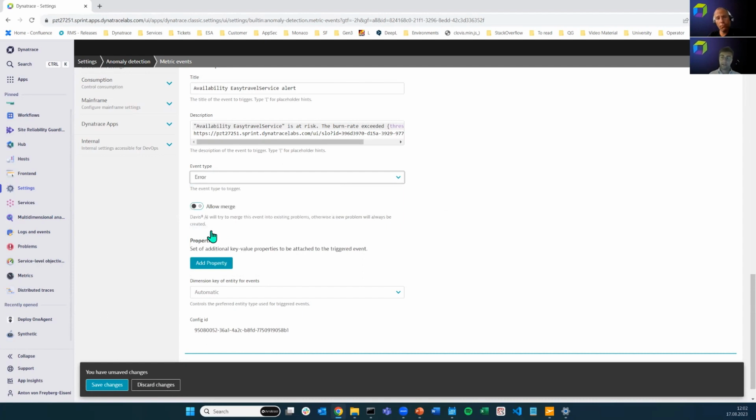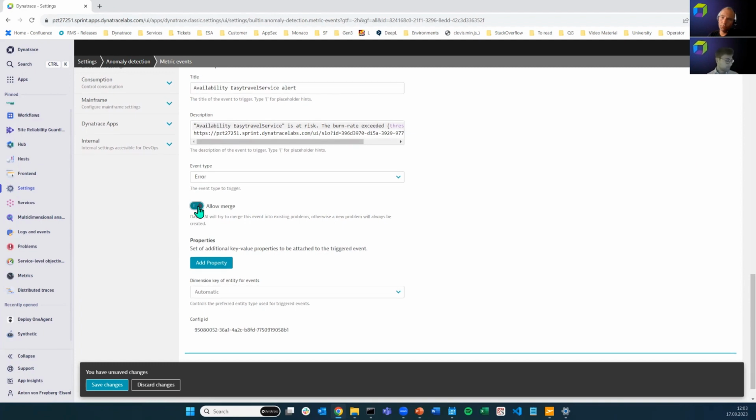So I do tell the AI, look at errors, and then I want to allow it to merge different problems. So what will happen is, you might create a problem through that burn rate. But what we saw in my problem very well is that the events from the burn rate get merged into the already existing problem from Dynatrace. And so I do want to have that, and I do have to explicitly tell it so.